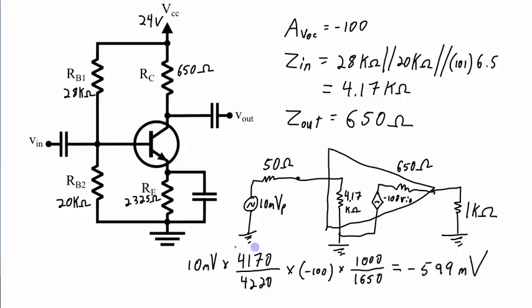When I multiply all of those together, it works out to negative 599 millivolts. So I apply this 10 millivolt peak signal in, and I get a negative 599 millivolt peak signal out. And what this represents, this is a 10 millivolt sine wave. This is a 599 millivolt sine wave that is 180 degrees out of phase with the input, as you would expect with a common emitter amplifier.